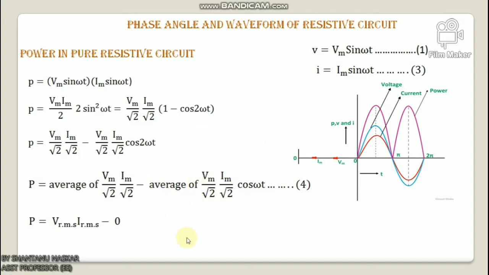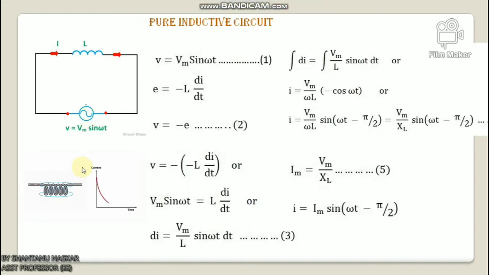Okay, so the voltage and the current in the purely resistive circuit are in phase with each other, having no phase difference, with phase angle 0. The alternating quantities reach their peak value at the same time, that is, the rise and fall of the voltage and current occur at the same time. After this, I will discuss the pure inductive circuit.